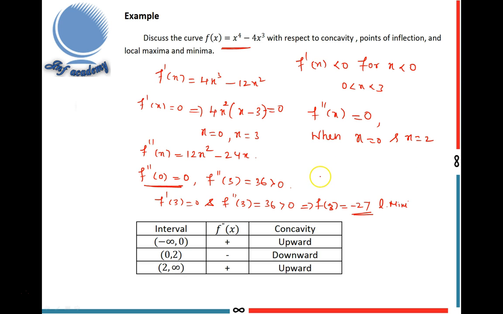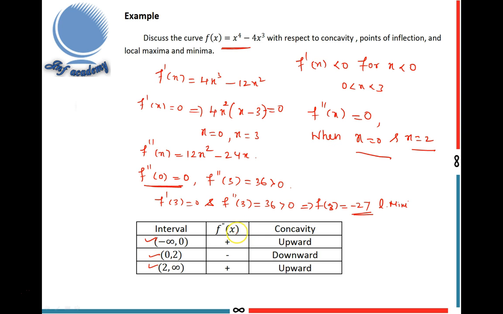We divide the real line into intervals with these numbers, x equal to 0 and 2. How did I get these numbers? I solve the equation f double dash of x equal to 0. So we divide the real line into intervals with these numbers as endpoints. So the intervals are minus infinity to 0, 0 to 2 and 2 to infinity. These three are the intervals.